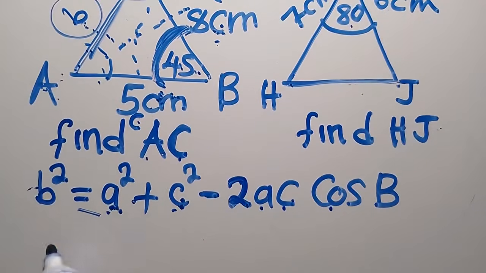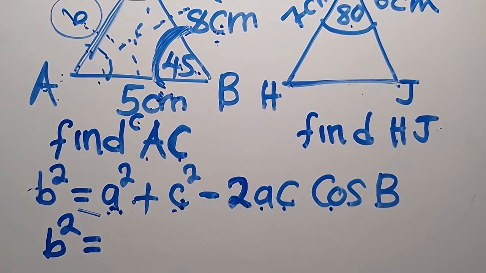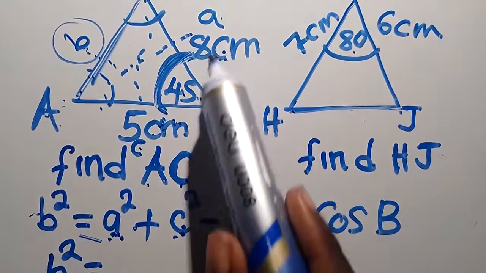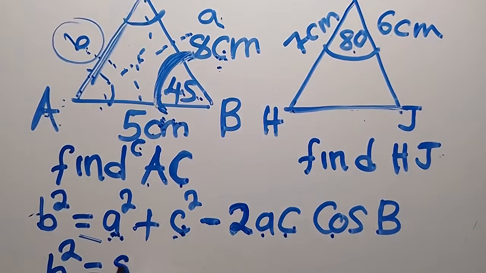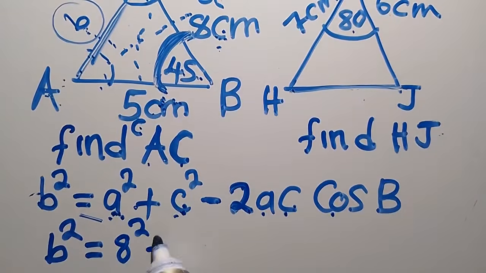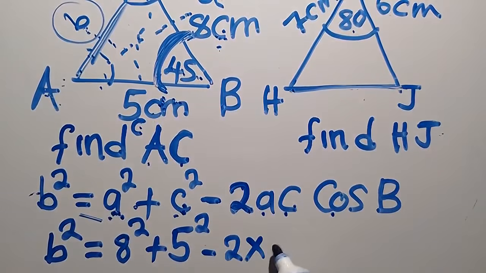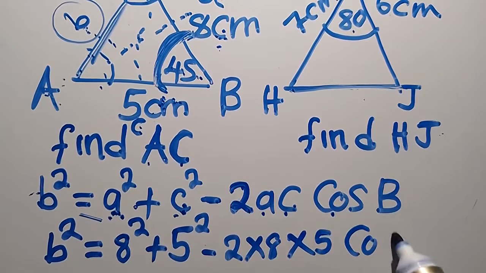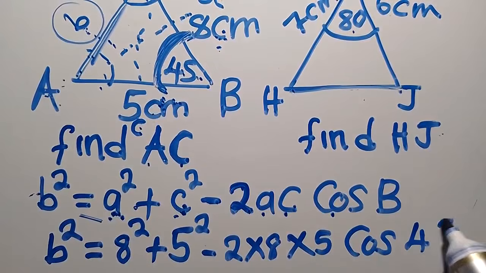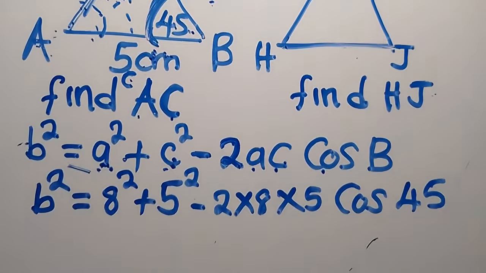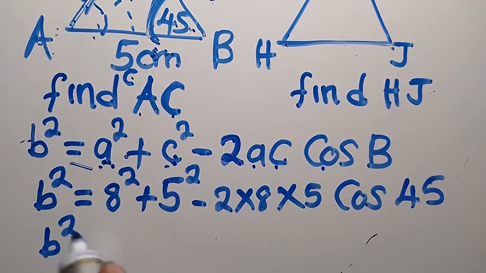So you're going to say b squared is equal to, what is your a? You check. Your a is 8 there. So 8 squared, plus, what is your c? 5. 5 squared, minus 2, times a, which is 8, times c, which is 5. Then you say cos B, the angle given, which is 45. So from here now, you say b squared is equal to what?